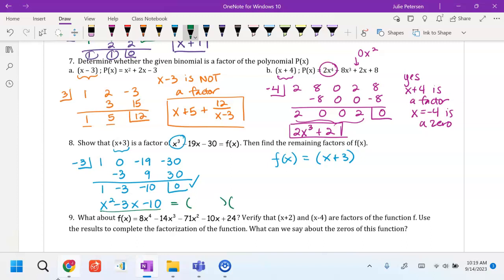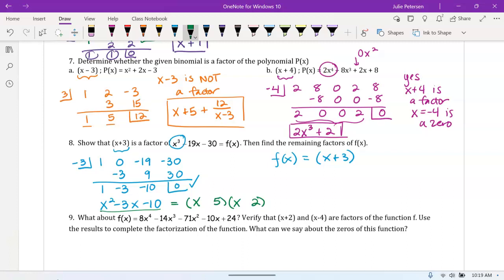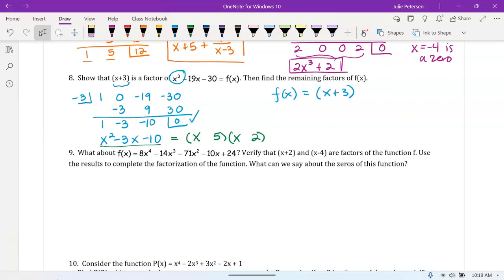Now we're going to take this x squared minus 3x minus 10, and let's go ahead and factor that if we can. So remember, we start with x's to get our x squared, and we're looking for things that multiply to -10, but add up to -3. So we know we're going to deal with 5 and 2. And then in order to add up to -3, we need -5 and +2. So I can add those factors now. X minus 5, x plus 2. Awesome. So we have fully factored this polynomial. We have all three factors.